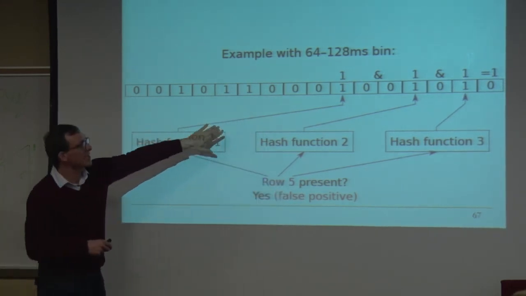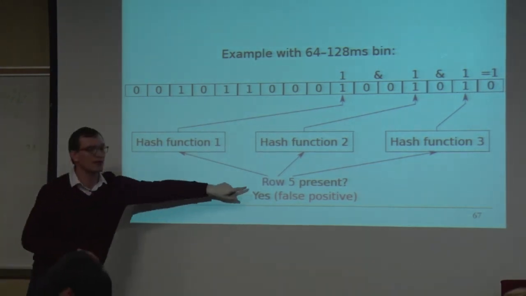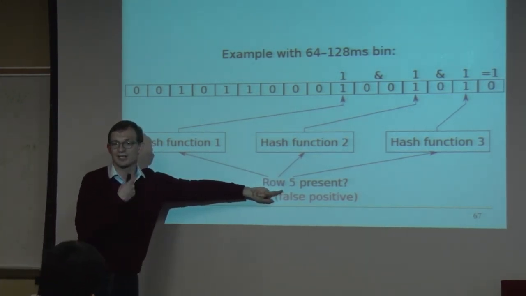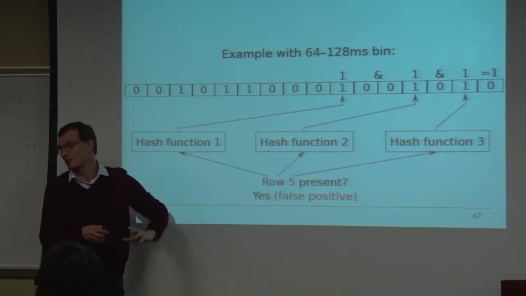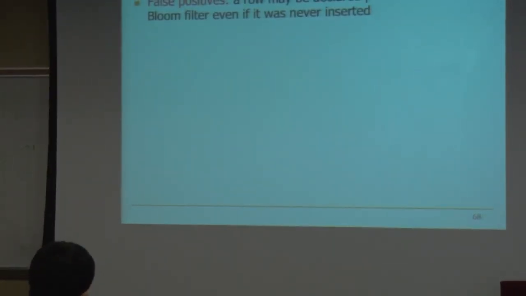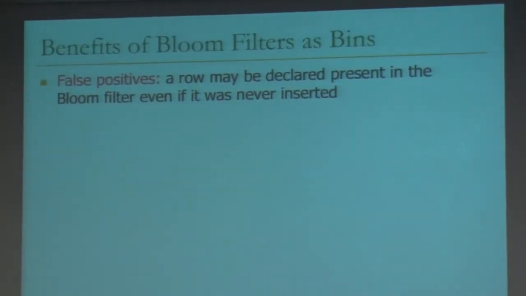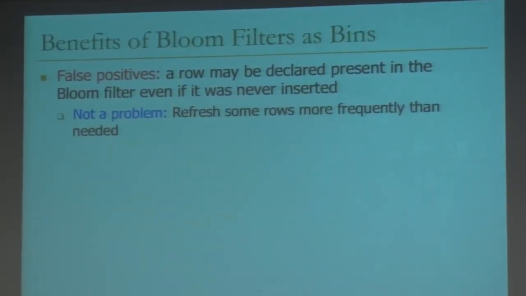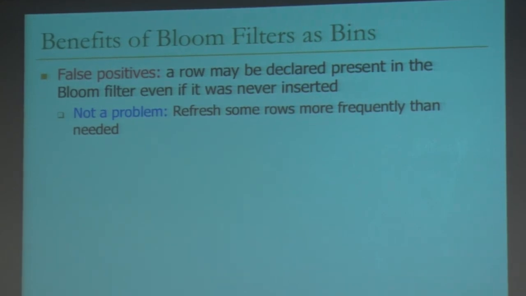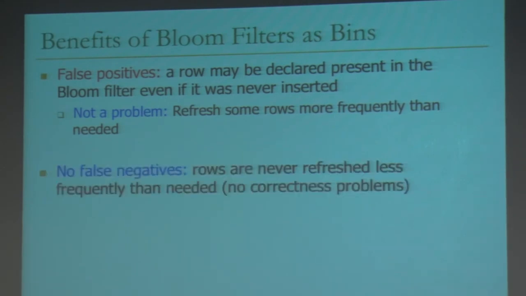And in this case, it's OK to have a false positive because you just refresh row 5 more frequently than it's needed. You refresh it every 64 milliseconds instead of every 256 milliseconds. So the downside of Bloom filters is that a false positive row may be declared present in the Bloom filter even if it was never inserted. This is not a problem here, because you're just going to refresh some rows more frequently than needed. If your problem is like this, then that's OK.